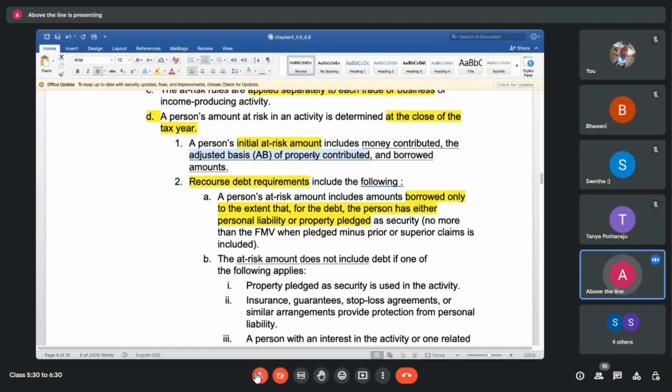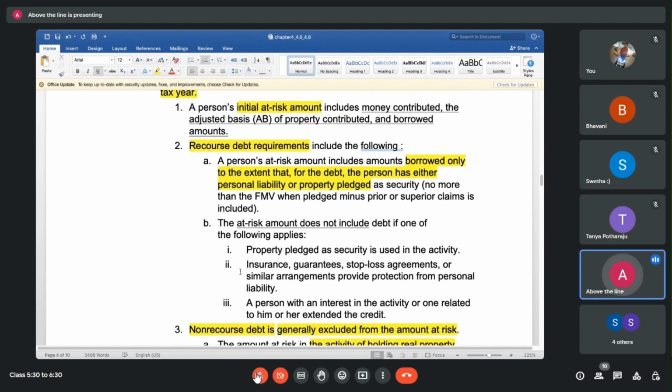If they're not contributing cash, the golden rule is to look into the fair market value. What is the fair market value as of the date on which the property is contributed? And that becomes the amount at risk, or that becomes the basis. Okay. Are we clear until here?